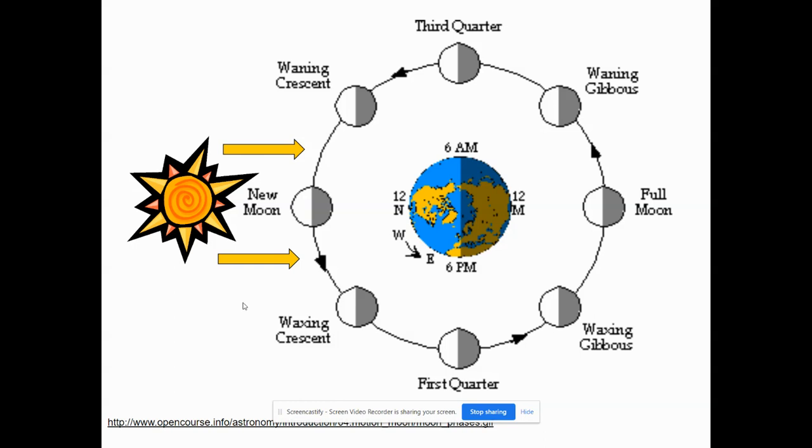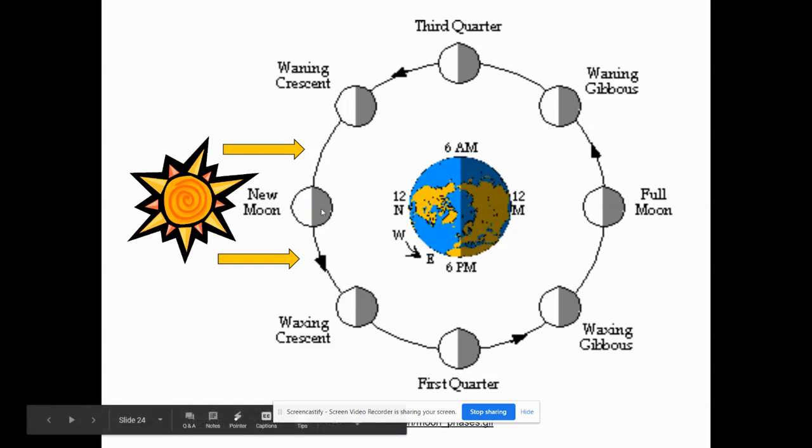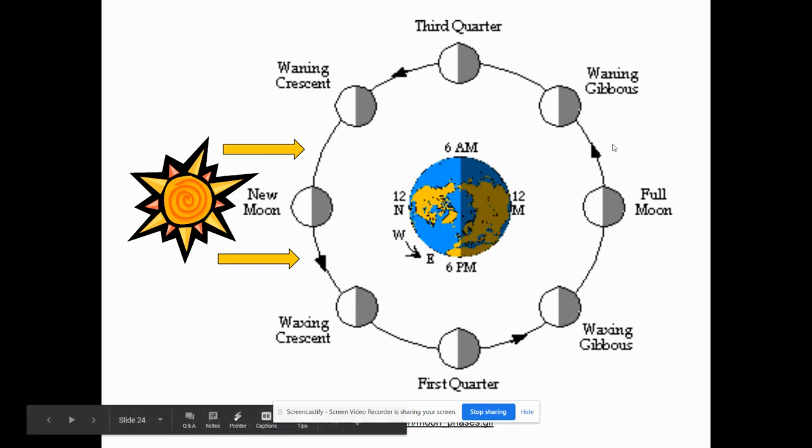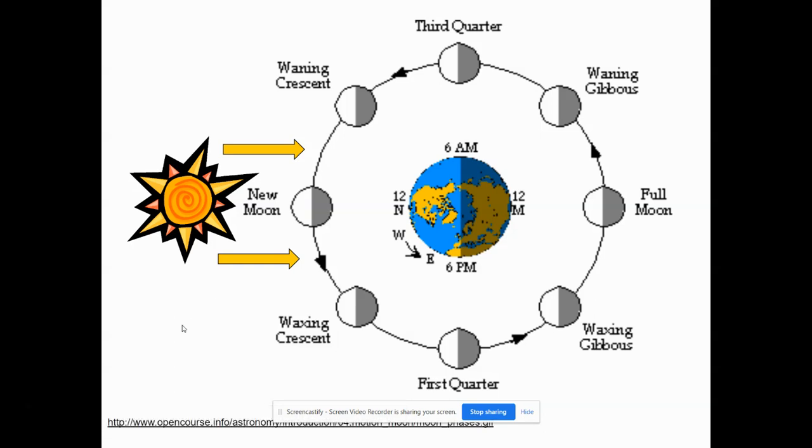So going through the whole lunar phase, this happens once a month, depending on where the moon is traveling around Earth, and we get this pattern of the moon phases.